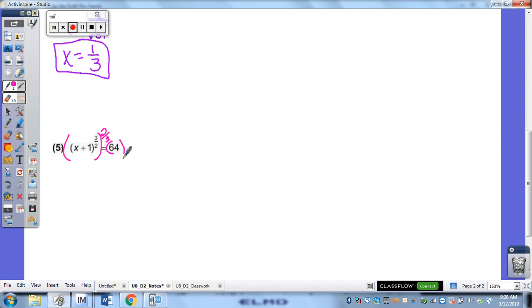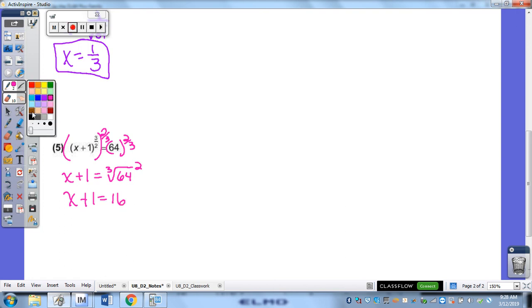So I'm going to raise both sides to my reciprocal power, so it's the 2/3. So that gives us x plus 1 now on the left side. And then we want the cube root of 64 squared. What is the cube root of 64 squared? 16. And so now our last step, subtract the 1. So we get x equals 54.